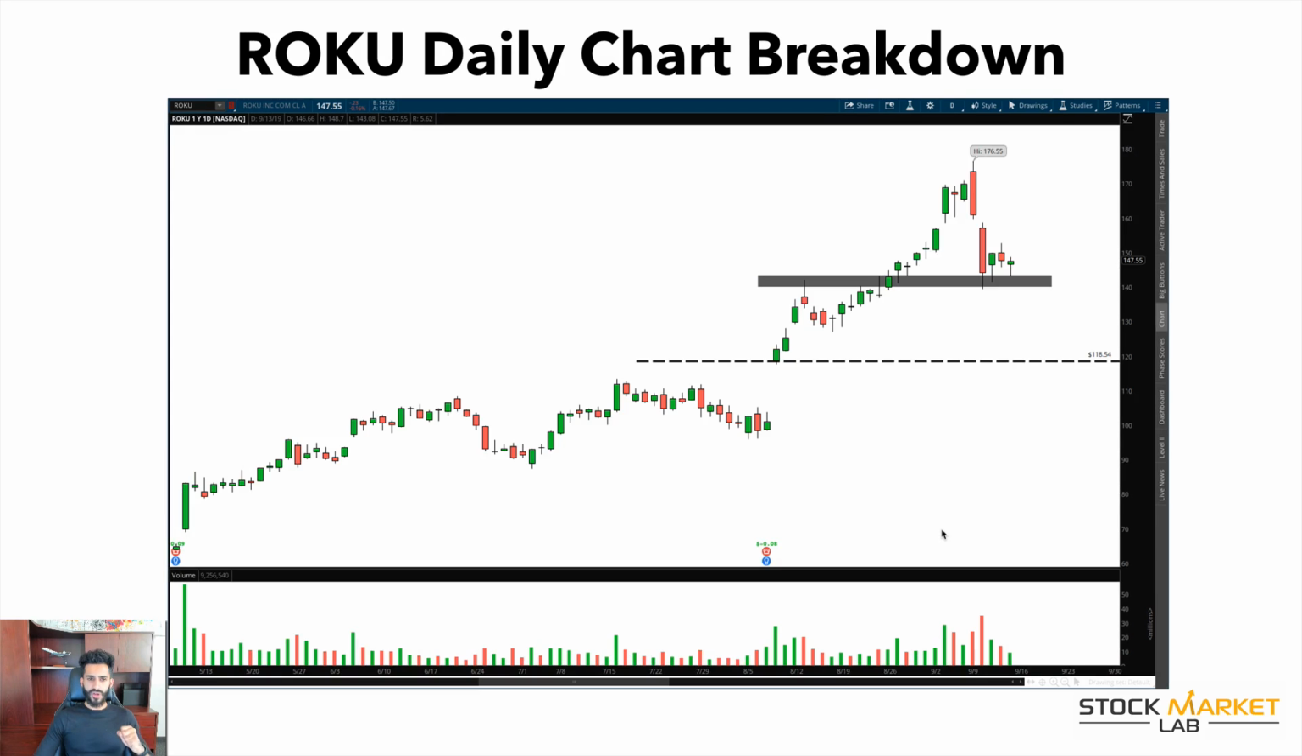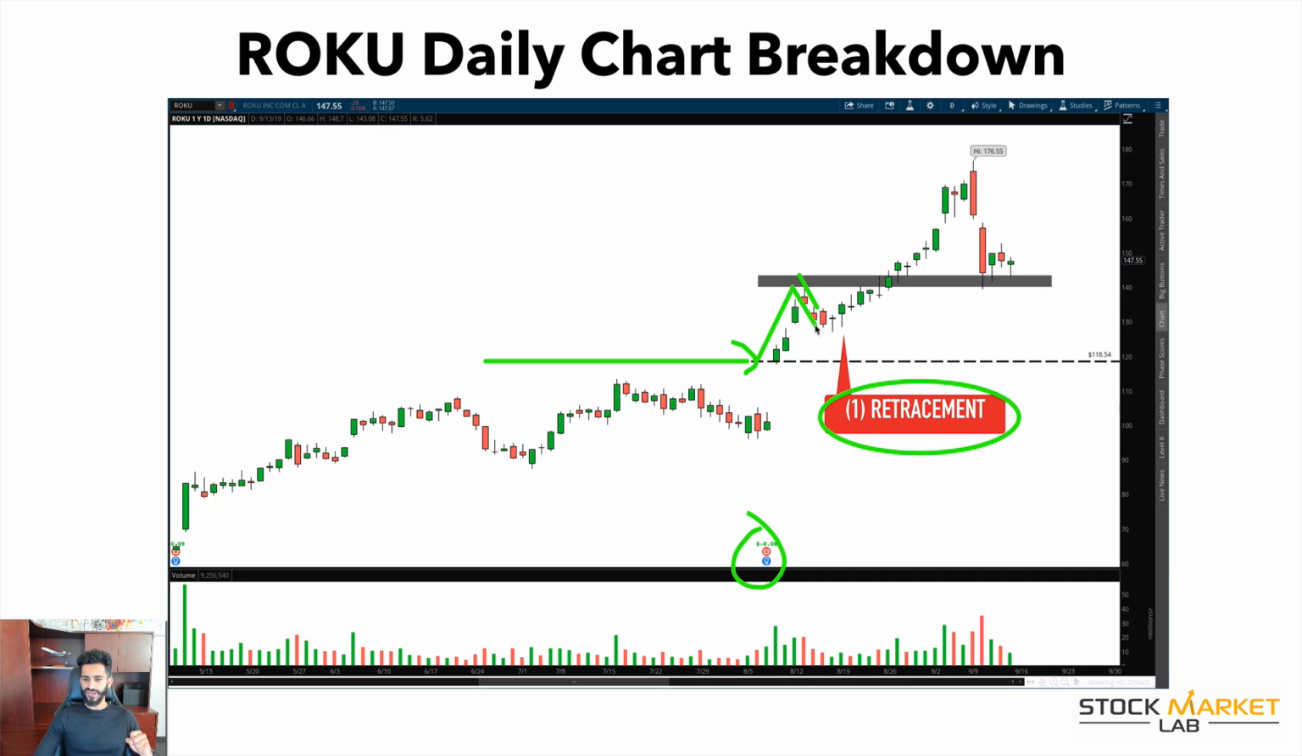Let's break down Roku's daily chart. So right here, we're looking at Roku's chart, 1 year, 1 day. Let's break everything down. You can see Roku has earnings. Because of earnings, Roku gaps up. Huge gap up. Stock goes right into this 140 mark, gets rejected and pulls back to about the 120s, 130s. That's a retracement. It pulls back. Healthy pullback, that's good. Why?